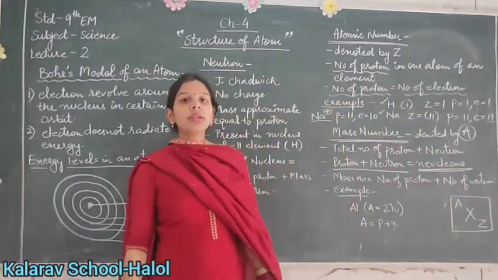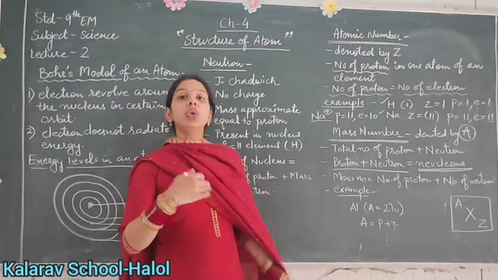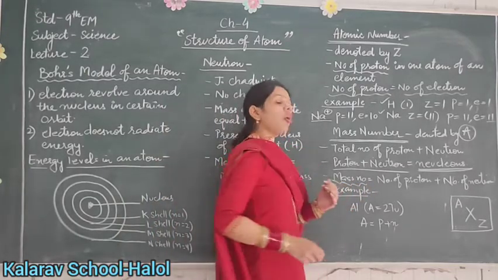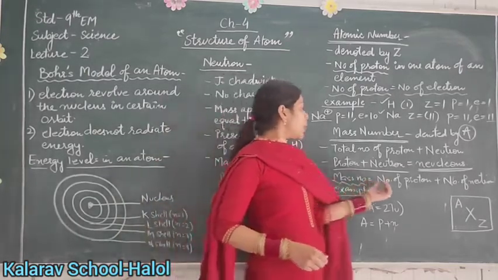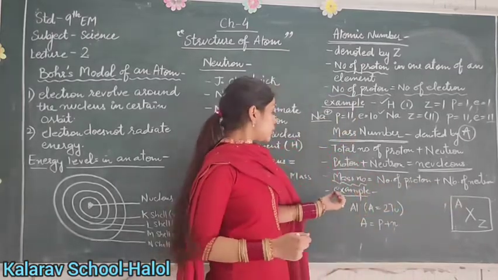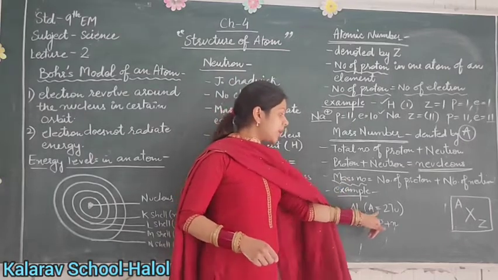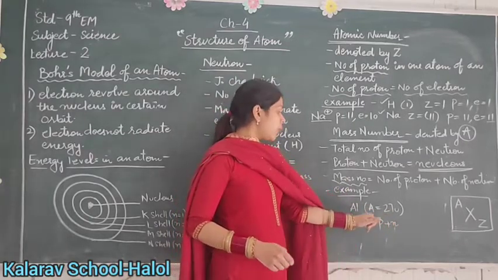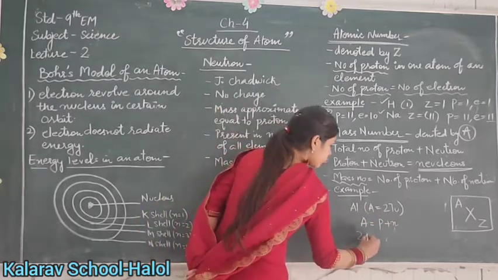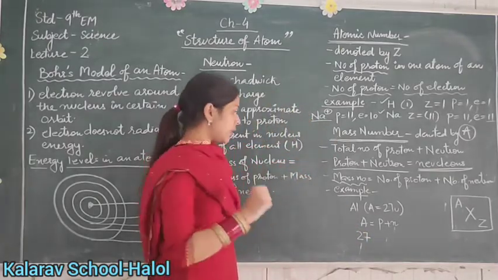So what are nucleons? Protons and neutrons are collectively called nucleons. So we can say that the mass number of an element is equal to the number of protons plus the number of neutrons. Here the example showing aluminium, A is equal to 27. Sorry, here the mass number is 27.